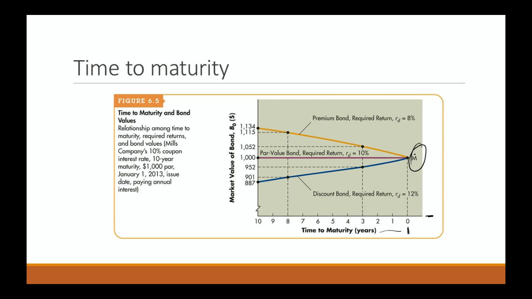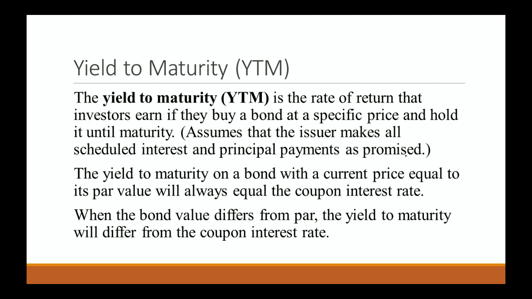So if a bond is trading at a premium, meaning that it has a low interest rate, a low required return, the value of that bond, regardless of anything else, will decline in value until it hits par. A discount bond will increase in value until it hits par as we approach maturity.